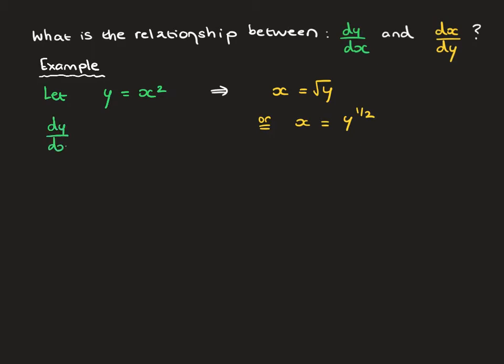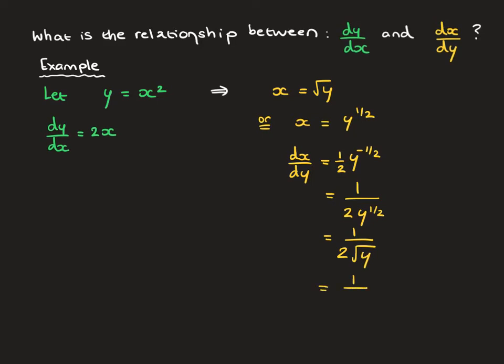Let's differentiate y with respect to x, and of course this gives us 2x, a very simple derivative. What about dx by dy? So dx by dy, remember we're differentiating x with respect to y, so this becomes a half y to the power of negative a half. And I would like to rewrite that, so that is 1 over 2y to the power of a half, which is of course 1 over 2 multiplied by the root of y, and of course we know that the root of y is the same as x, so this is simply 1 over 2x.